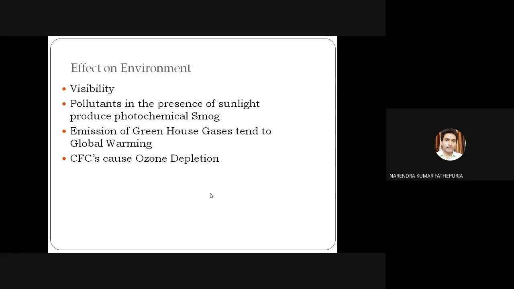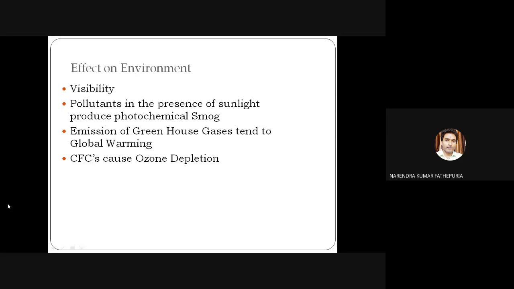And then the effect on the environment, like visibility. Global warming is also one of the reasons because of greenhouse gases. The global temperature is warming, right? Temperatures are rising rapidly. Our ice glaciers are melting, right? Emission of greenhouse gases tends to cause global warming. Chlorofluorocarbon causes ozone layer depletion. Pollutants in the presence of sunlight produce photochemical smog. This photochemical smog is very harmful, and visibility will be less.